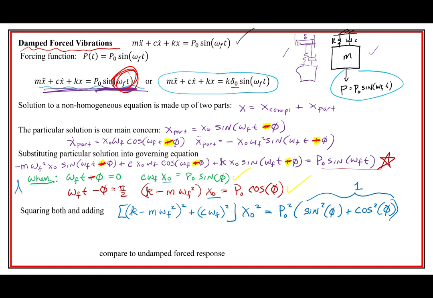This thing up here was a strategy gimmick to try to get rid of that portion. But now we have this relationship, and we could write it out. We take the square root of both sides and say x0 is going to be P0 divided by the square root of (k minus m omega f squared) squared plus (c omega f) squared.